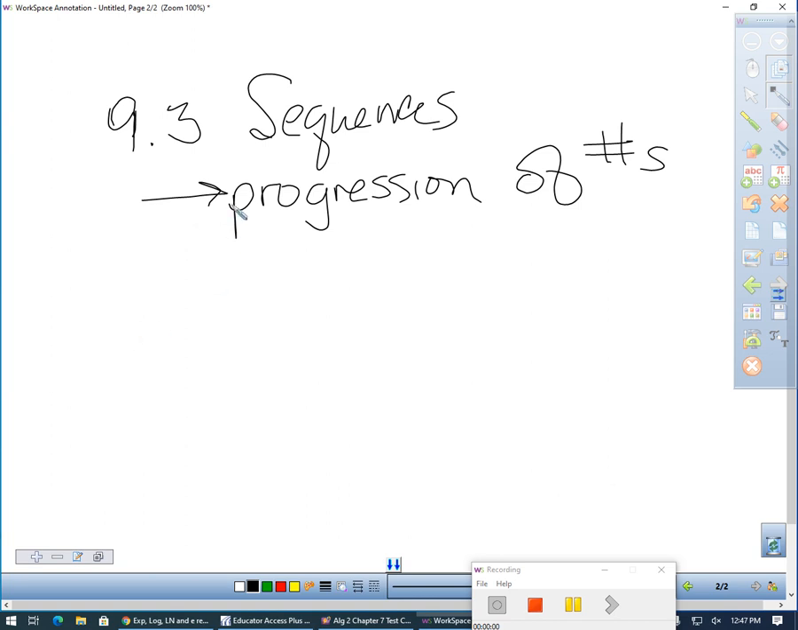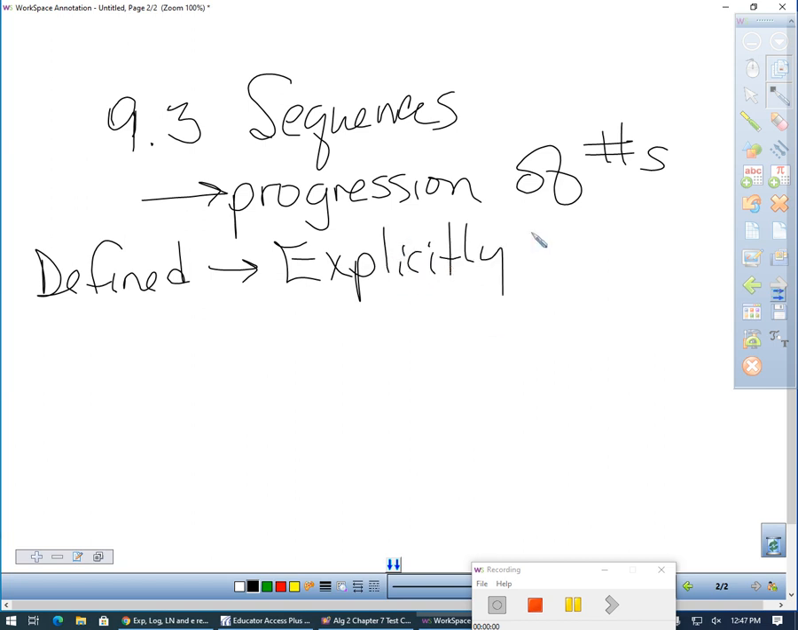Alright, all of these sequences can be defined two different ways. We can define them explicitly or recursively. Those two words should sound familiar to you. We had to do those a little bit back in Algebra 1, the word explicit and the word recursive. Hopefully it sounds vaguely familiar.